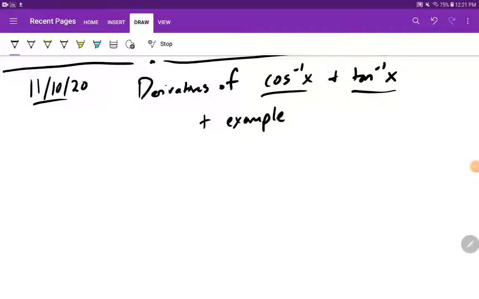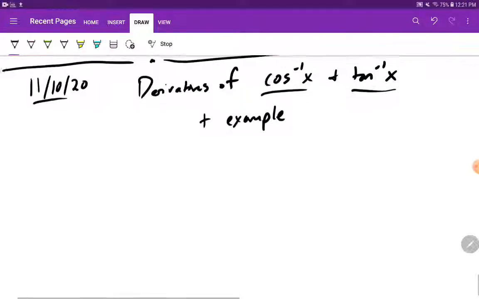All right, what's up, AB people? I'm going to show you guys the derivation of cos inverse and tan inverse first, and then we're going to look at one, maybe two, probably one example of how to do a derivative of these inverse functions.